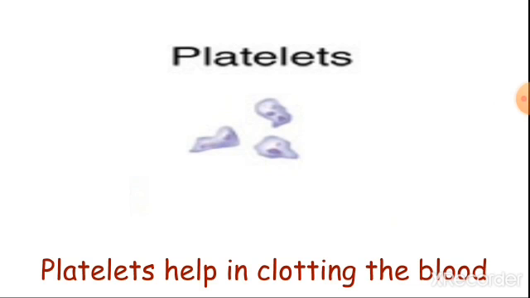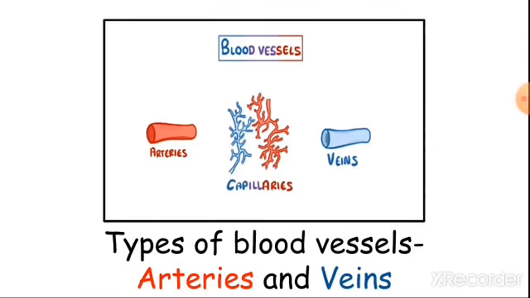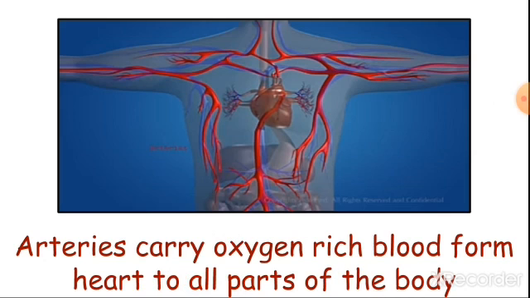We know for good transport, good roads are required. So, the road for transport in our body is the blood vessels. The blood flows through these pipe-like vessels. The vessels which carry blood away from the heart are called arteries. Here you can see the arteries, which are red in color. They carry oxygen rich blood from the heart to all parts of the body. Since the blood flow is rapid and at a high pressure, the arteries have thick elastic walls.